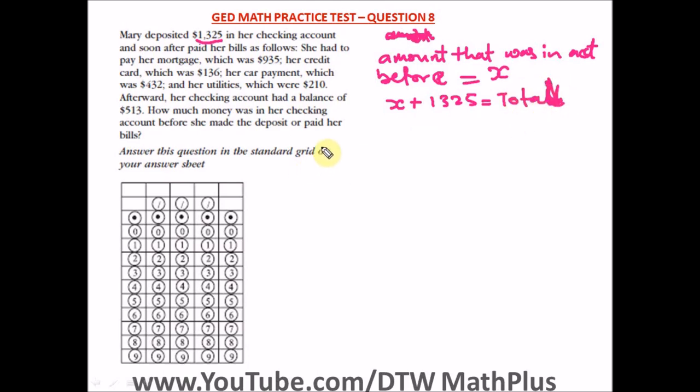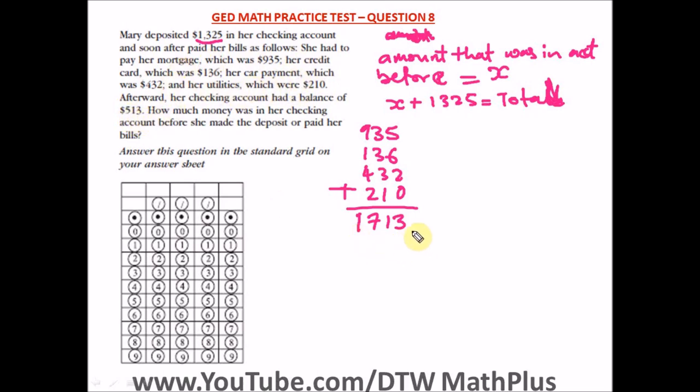Now let us try to find the total amount that she spent. That's her payments, the mortgage, her credit card, car payment, everything she spent. So in finding this, let's get the total amount. For her mortgage she paid 935, for her credit card 136, for her car 432, for her utilities 210. When we add up all this, if you punch in your calculator, you get $1,713. This is the total amount she paid out. The question says, afterward her checking account had a balance of $513. That's after all this expenditure, she still had 513.